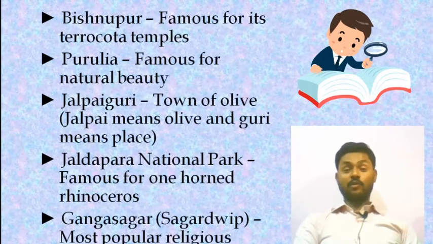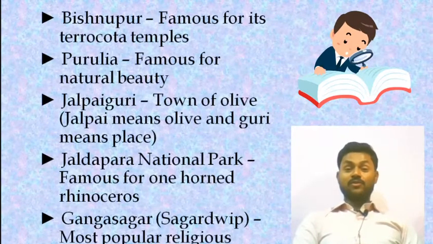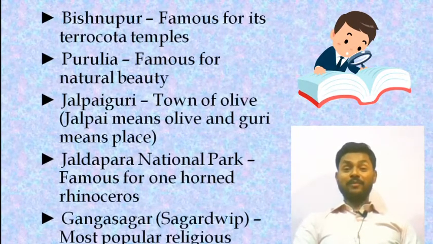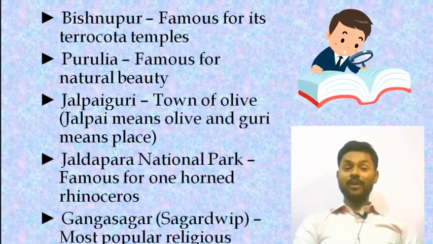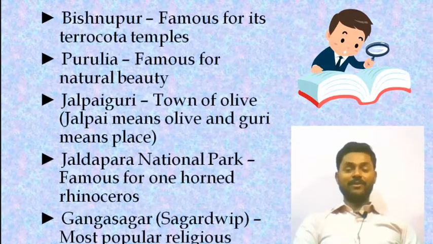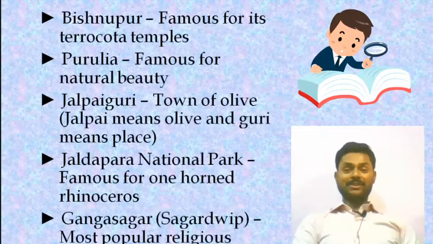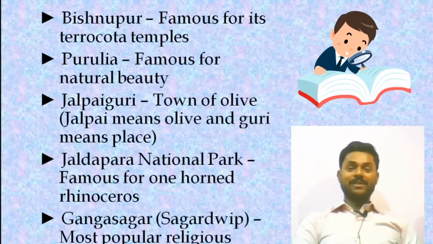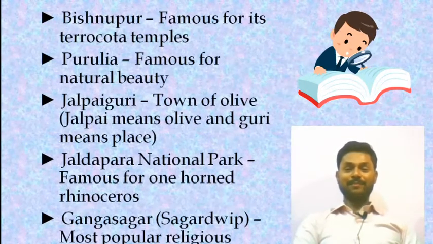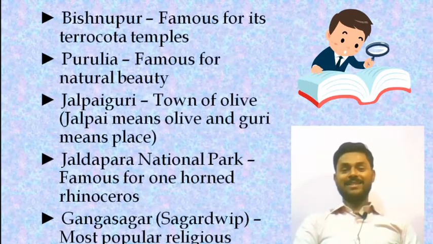And the next tourist place is also very important, and you need to visit this tourist place definitely. The name of this tourist place is Jalpaiguri. Jalpaiguri is known as the town of olive. The name of Jalpaiguri also tells the features of Jalpaiguri. So know the meaning of Jalpaiguri. Jalpai means olive and Guri means place. So you can say Jalpaiguri means the place of olive.